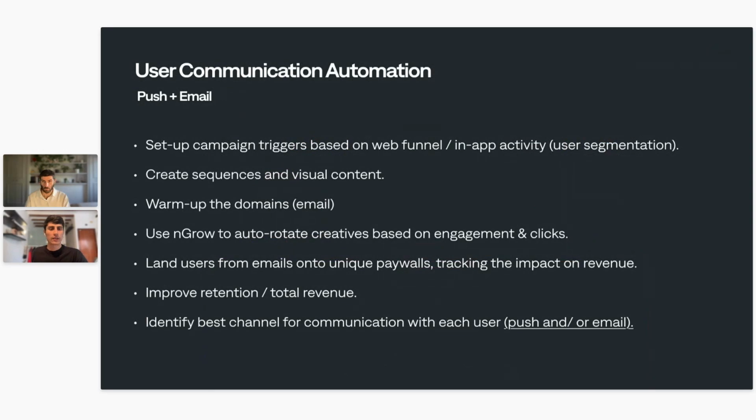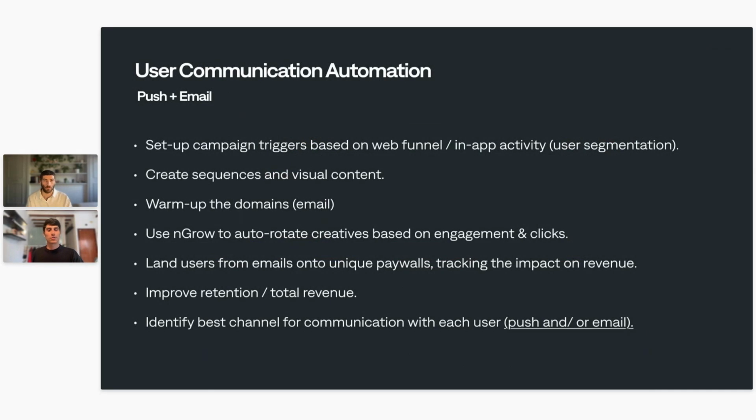And like a little guide, basically, just to summarize step by step what we just covered. First, you gotta set up the campaign triggers based on the in-app activity and web funnel completion, right? This will be essentially your user segmentation. Then you create your visuals, your sequences, your templates. Create a lot of them, and test them. So in case of emails, you will have to warm up the domains, and you can find a lot of information about how it's done online.